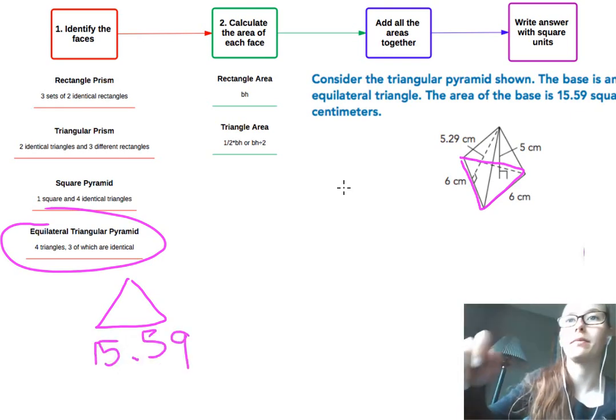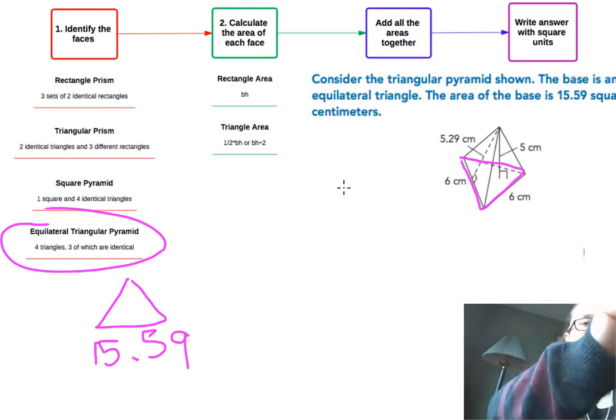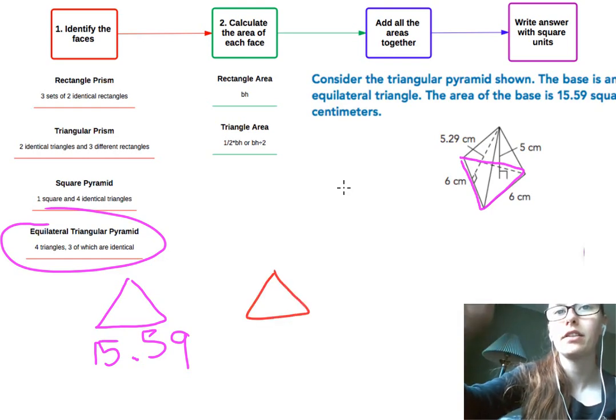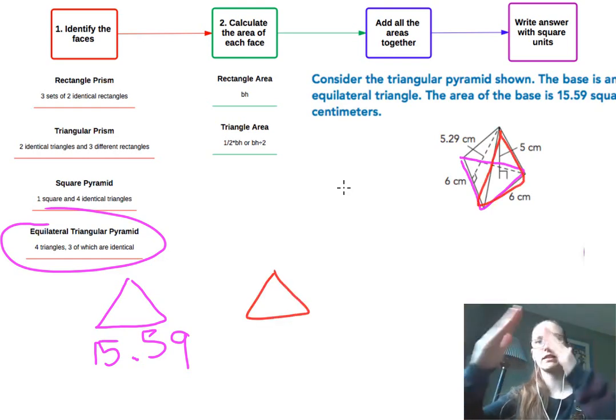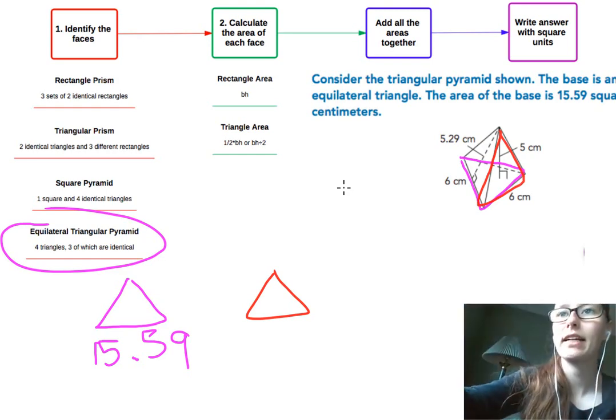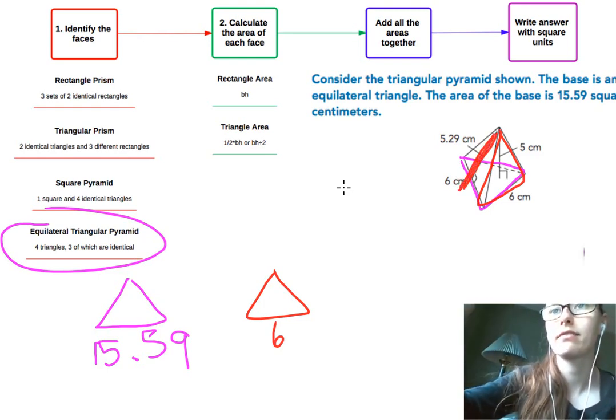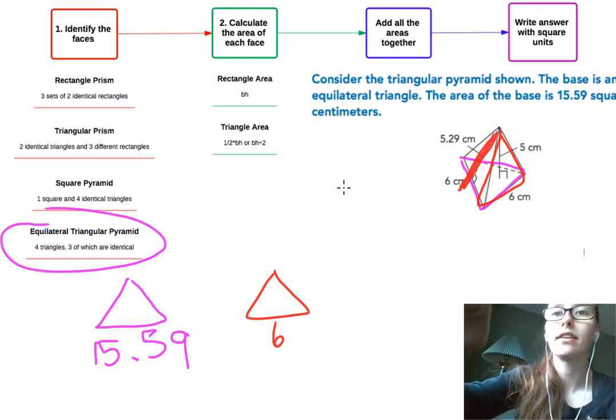15.59 square centimeters. The 3 identical triangles are at the faces that lead up to the apex. Looking here, I know the base is 6 centimeters, and the slant height is 5.29.